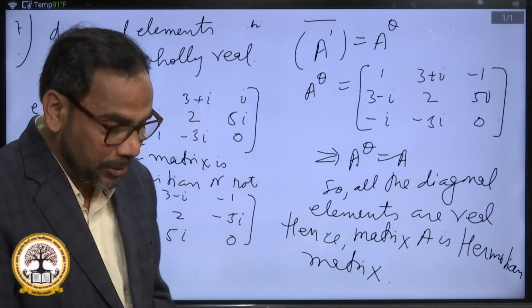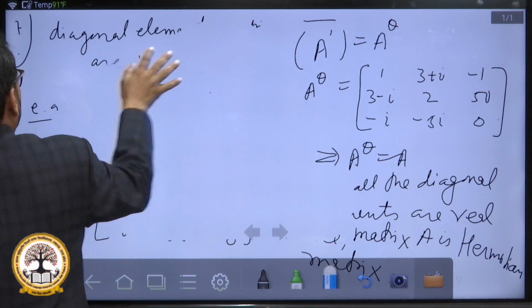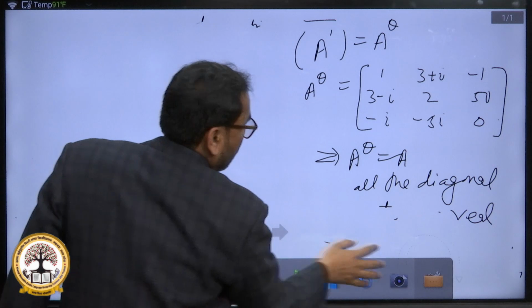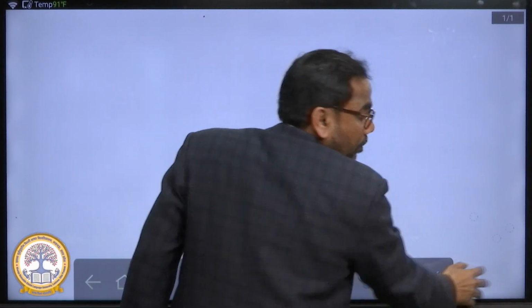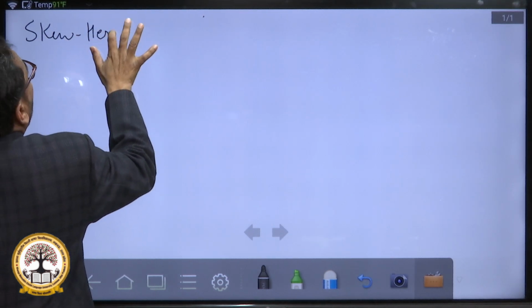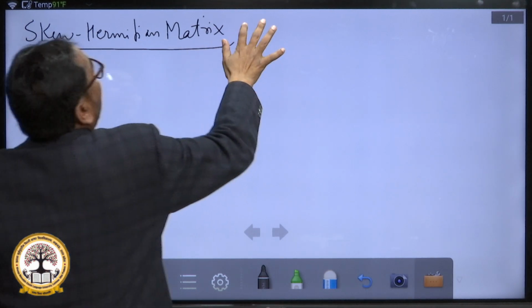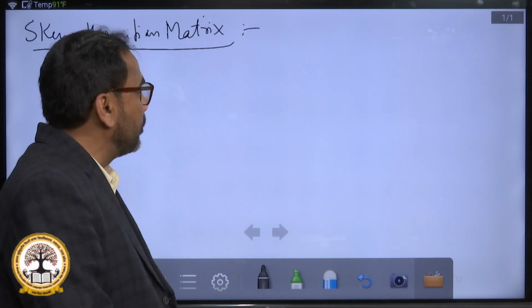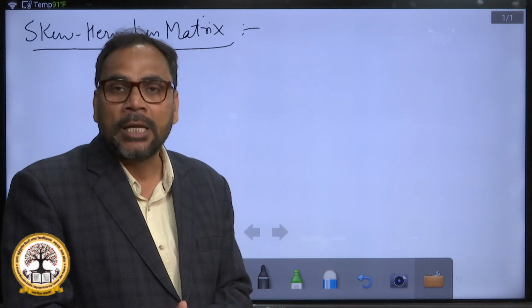And the next definition is skew Hermitian matrix. A square matrix A is said to be a skew Hermitian matrix if the conjugate transpose of matrix A is equal to the negative of itself. This is known as the skew Hermitian matrix.